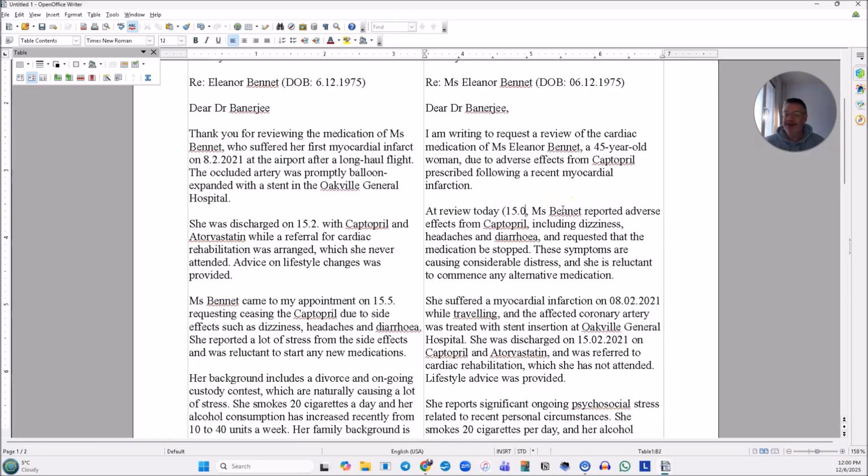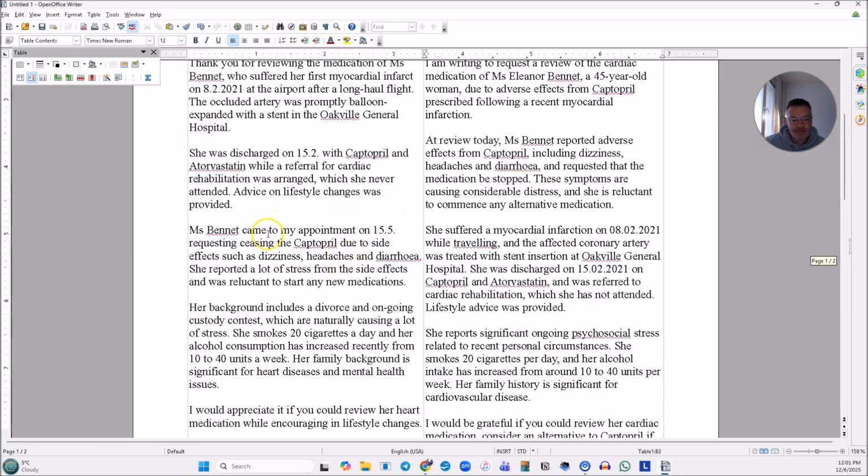This is why I keep saying you can't leave out the human element, right? Even after prompting, I've still got to look at it and say, do we really need two words which basically mean the same thing? And the answer is no. Adverse effects, captopril, requested medication, causing considerable distress. Okay, now that's better. Appointment 15/5 to cease the captopril. Anyway, so that is there.